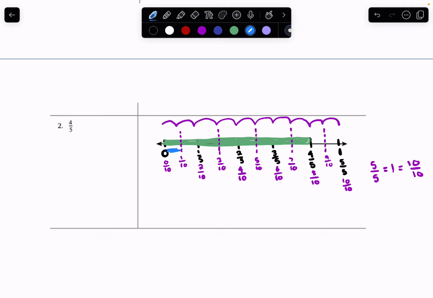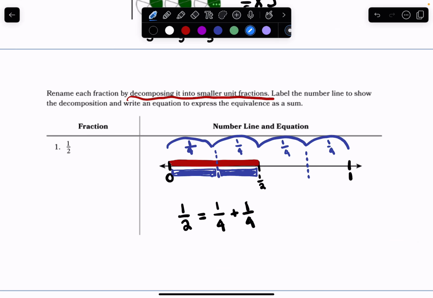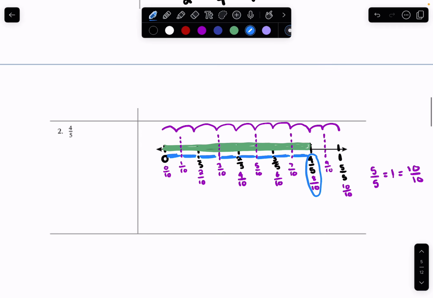We have 1, 2, 3, 4, 5, 6, 7, 8 tenths. 4/5 and 8 tenths are also written on the same line of our number line. So 4/5 is equal to 8 tenths. I'm going to go back to our directions to make sure that we do everything that they're asking us. Rename each fraction by decomposing it into smaller unit fractions. So we are going to write 4/5 is equal to how many tenths?